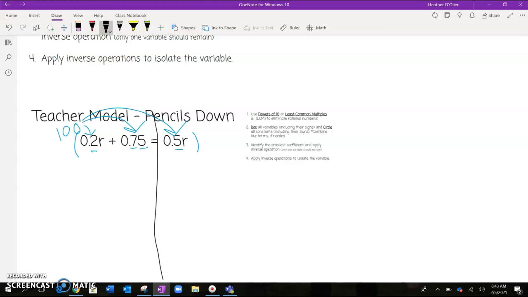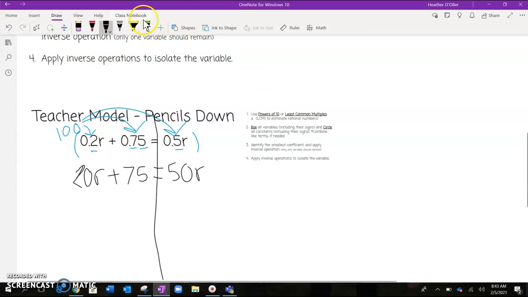So when I multiply 2/10 r by 100, I get 20r. When I multiply that 75 hundredths, I get 75. Keep my equal sign, and then when I multiply 5/10 by 100, I get 50r. Okay, now it's just a little cleaner, right?